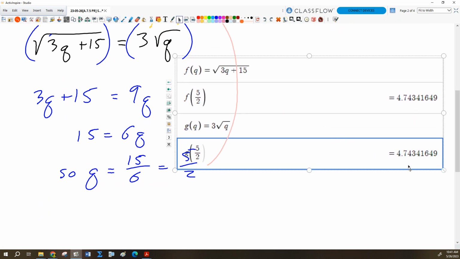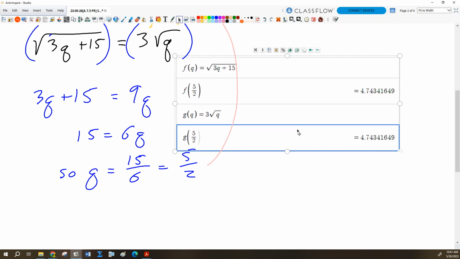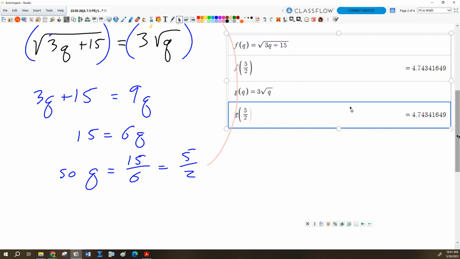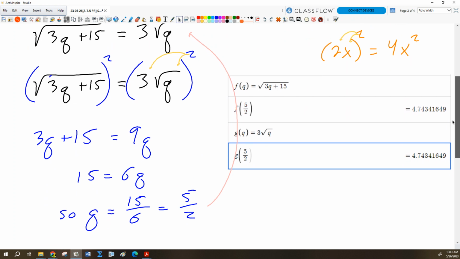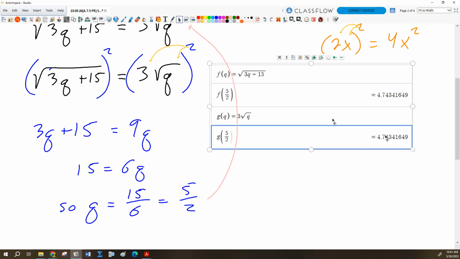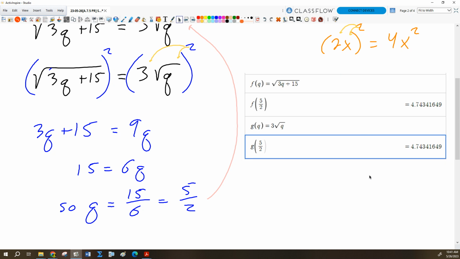Okay, so let's see. Just for our notes. Where am I going to put that for our notes? I just got to make it a little smaller. There we go. So those both checked out, didn't they? So that solution worked.